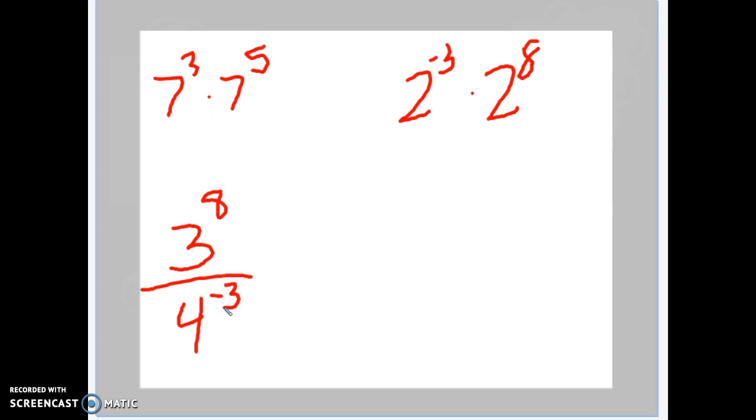And then the last one, we'll do 2 to the 8th power over 2 to the, let's make that actually negative 8. So 2 to the negative 8th divided by 2 to the 2nd. So go ahead and pause the video right now. Work out all 4 of these problems. When you're finished, hit play and see how you did.